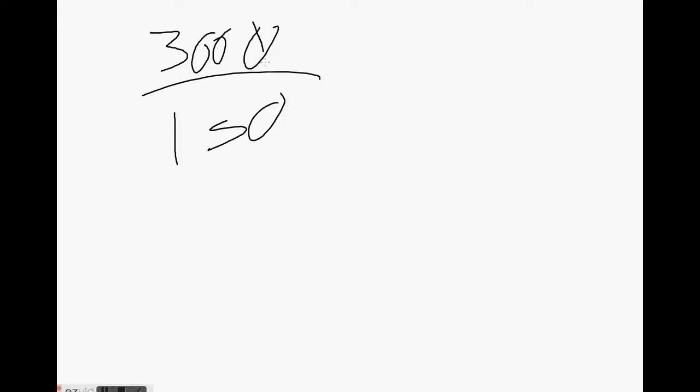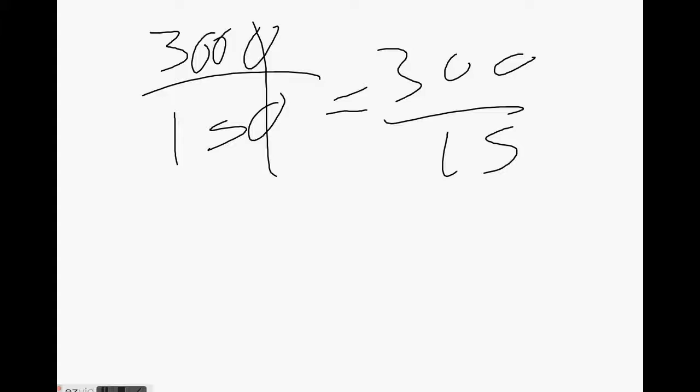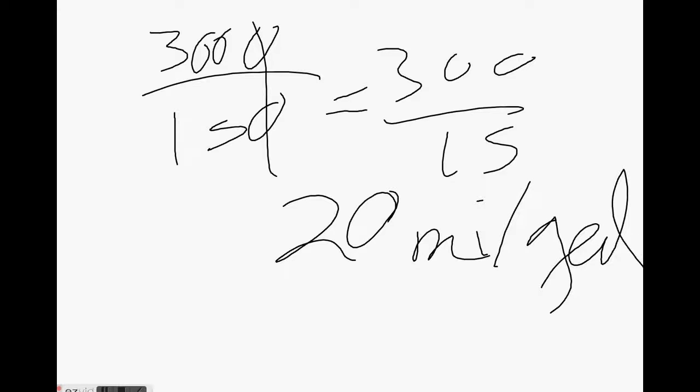Next. So we have a trip, right? 150 gallons on a 3,000 mile trip. All it's asking us is to divide 3,000 over 150, right? That crosses out, which is basically 300 over 15, which is about 20. All right, after you do the math, 20 miles to the gallon. All right.